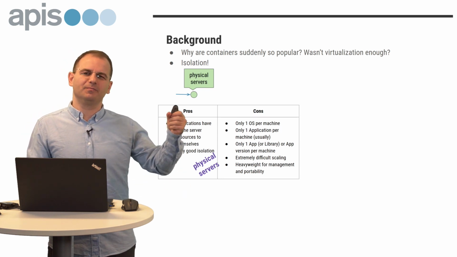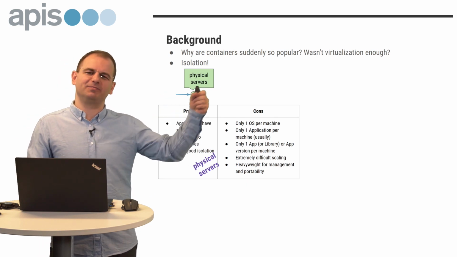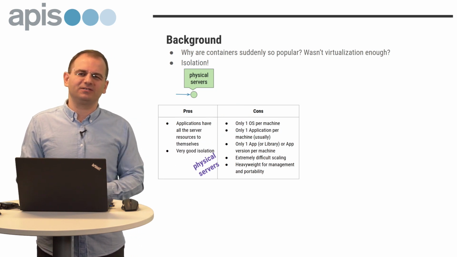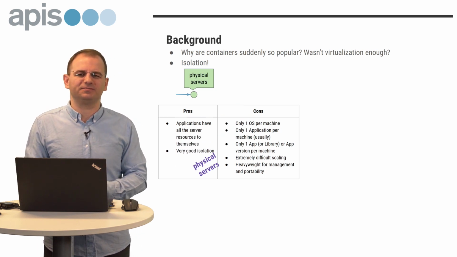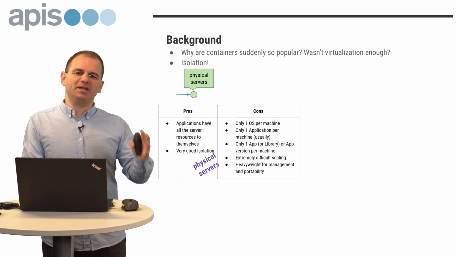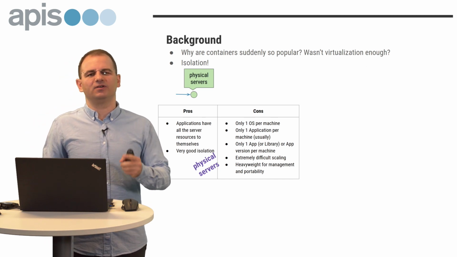So you need to buy new servers and you need to move your applications to that new server. It was a very time-consuming and costly operation. So to put it simply, the management and portability were very, very low and very, very costly.